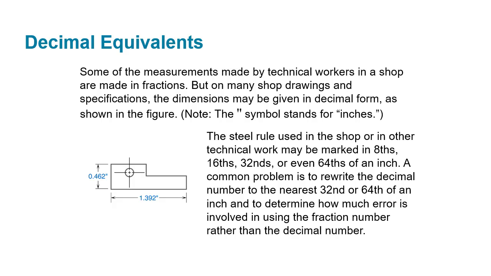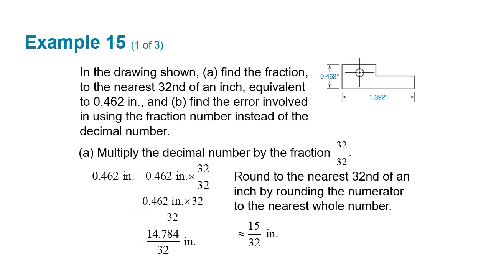A common problem with this is to be able to rewrite a decimal number to the nearest measurement, to the nearest 32nd or 64th of an inch, depending on how accurate your rule is, right? So if your rule goes all the way down to 128ths, you're going to want to figure out what's the nearest 128th to your decimal number. If it only goes to a 64th, then you're going to try to find the nearest 64th, and so on and so forth. It's a pretty easy process.